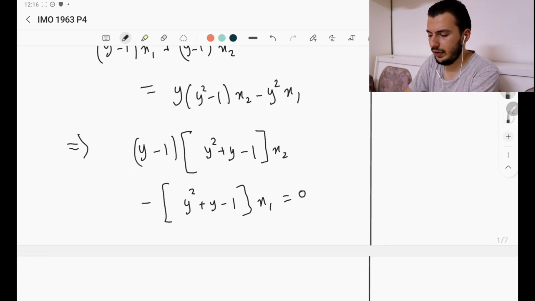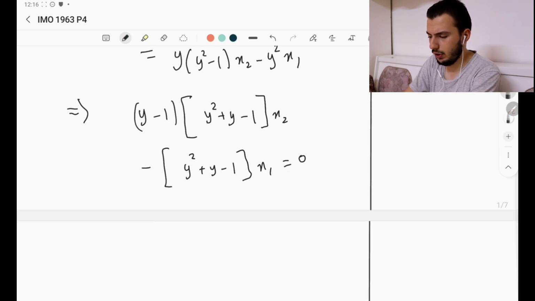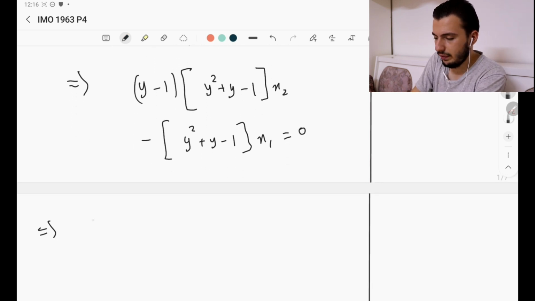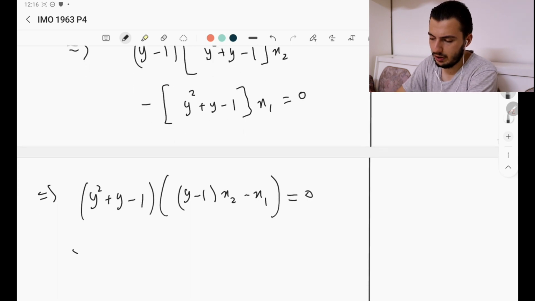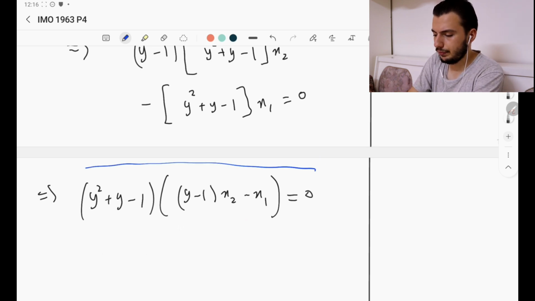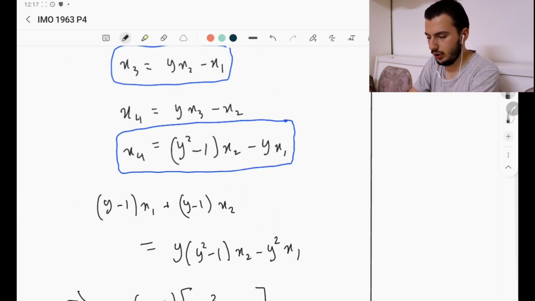Alright, so as you can see, we have a very nice thing. We have this thing here and here, so we can take it as a common factor. So it seems that it's not that ugly, because now we simply have (y square plus y minus 1) times (y minus 1) x2 minus x1 is just equal to 0. And now we have the simple stuff, either this is 0 or this is 0. Alright, so this is a very good equation. But before we discuss, of course, let's go ahead and proceed with the last equation, which we didn't use yet.